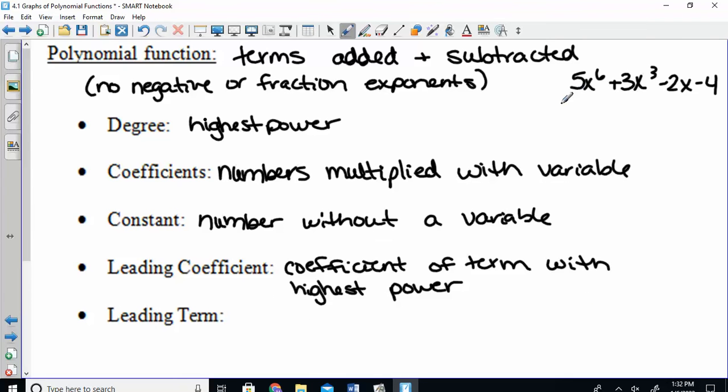So the leading coefficient here is the 5. Again, not to be confused, it doesn't have to be the first coefficient. You just have to find that variable with the highest power, and it's the coefficient of that term. And the leading term is just the term with the highest power. So what would be my leading term here? 5x to the 6th. Yep, that whole thing.